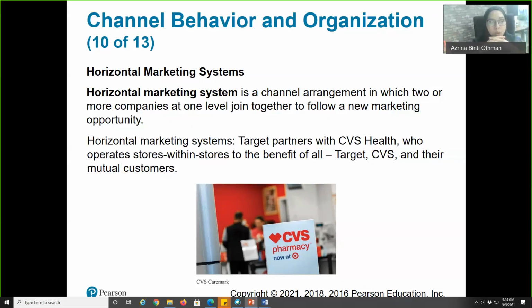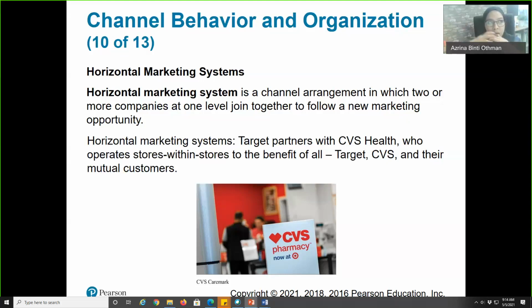Contohnya, contoh. Kalau kat sini Target. Target ni, kat US ada company nama Target yang menjual banyak household merchandise, household products kepada consumer. Dia collaborate with CVS Health, okay? CVS is a pharmacy. So, they have a mutual customer, ada customer yang sama. So, they are working together and use horizontal marketing system.